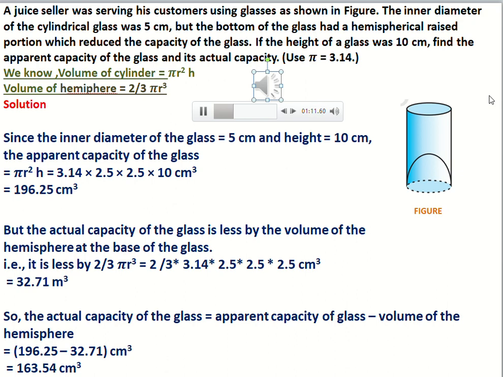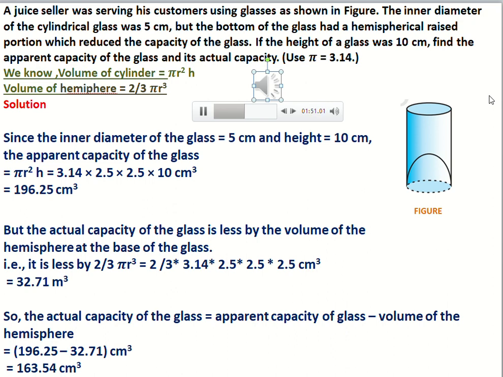So first we have to find the apparent capacity of the glass and subtract the volume of the hemisphere part from it, and that gives us the actual capacity. So actual capacity will be apparent capacity minus the hemisphere volume. So first we find the apparent capacity, then the volume of the hemisphere, then we'll find the actual capacity of the glass. We'll go to the solution.